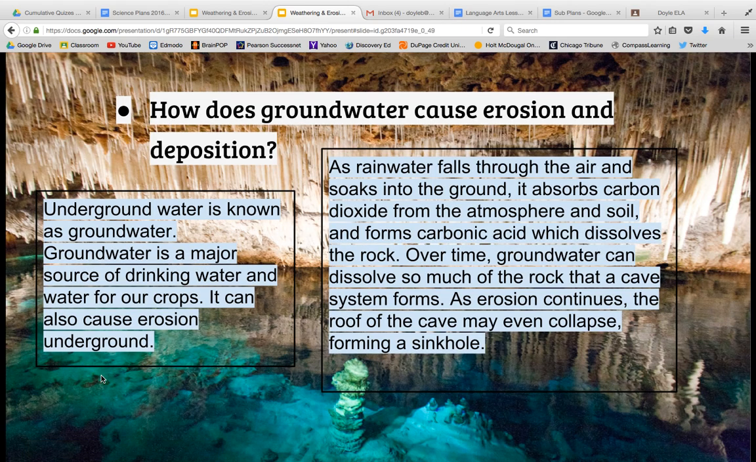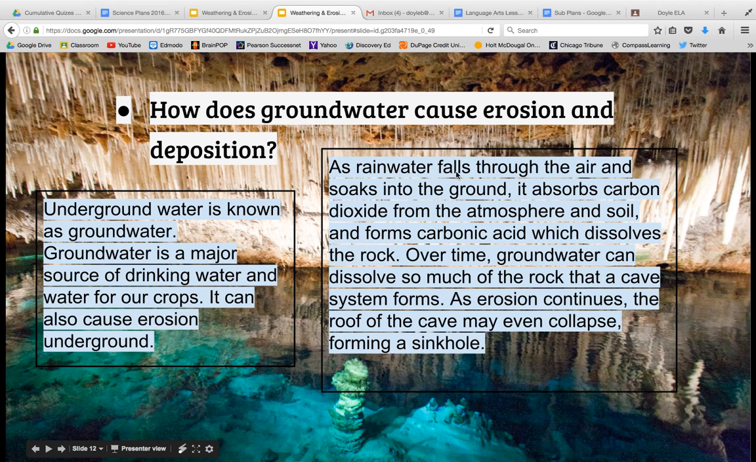Groundwater. First off, groundwater is underground water. If you've ever dug a hole, or gone to the beach and dug a deep hole in the sand, you know you start to get some water the deeper down you dig. It's a major source of drinking water and water for crops. People dig wells to get water, but it can also cause underground erosion.